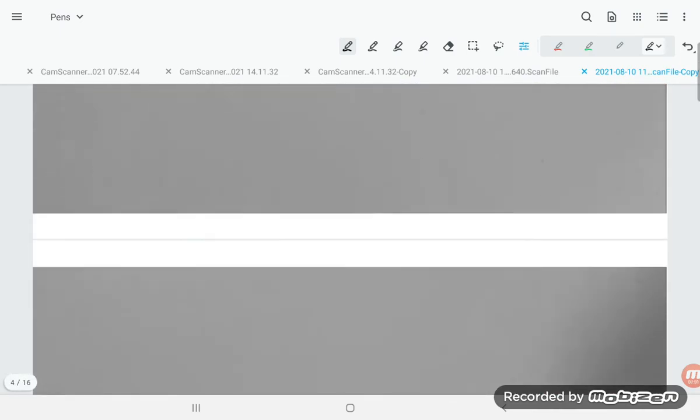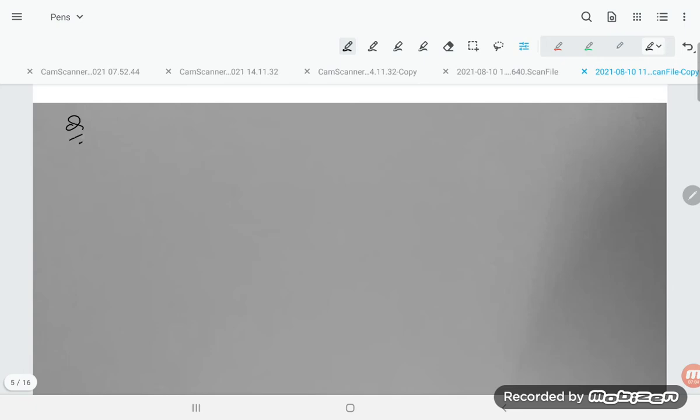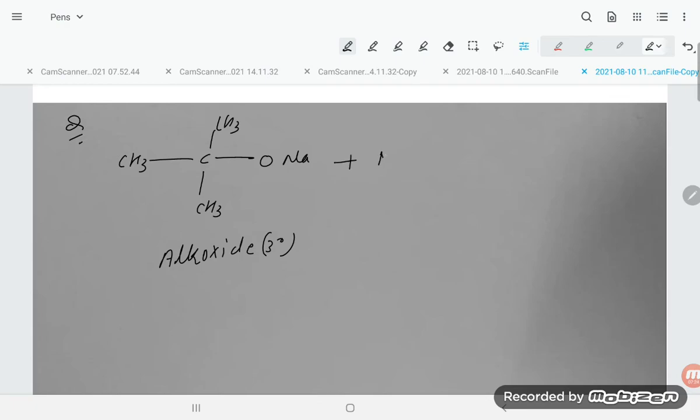What example can we do here, students? Suppose we can prepare the 3-degree ether, student. How? That is (CH3)3C-ONa. Always you take, student, alkoxide, that should be 3-degree, and CH3I, that is halide, 1-degree. Always keep in mind, halide 1-degree. Otherwise, if you take a 3-degree halide, it will give the alkene, student.